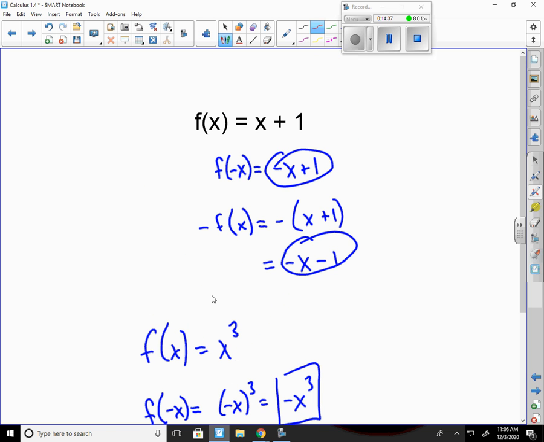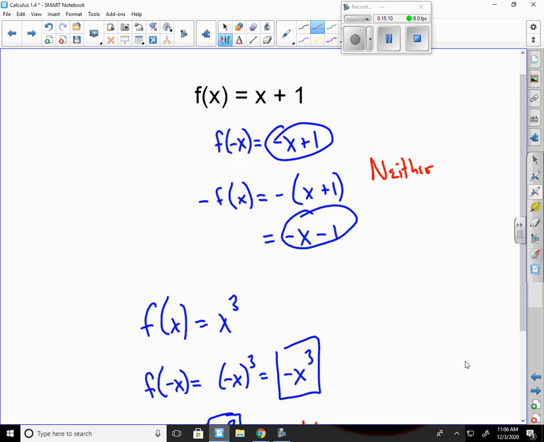This one, I guess I did not finalize that. Thank you. That one is neither, because it didn't match up. F of negative x is not equal to f of x, and f of negative x is not equal to negative f of x. So that one ends up being neither. So good with that one? Mm-hmm.